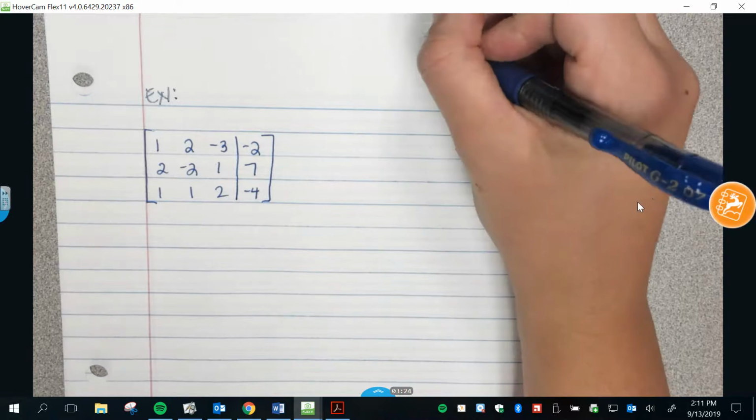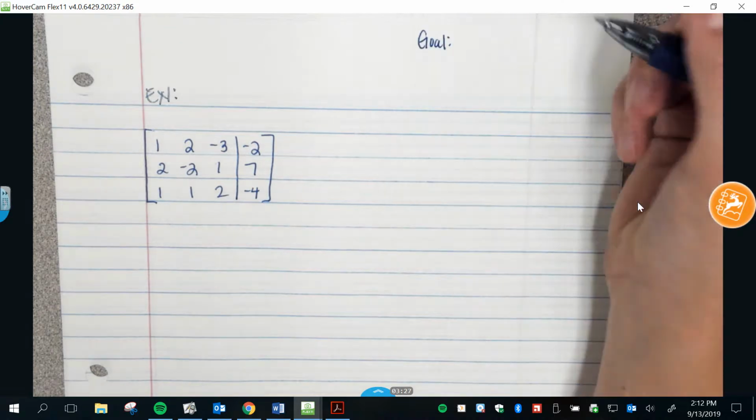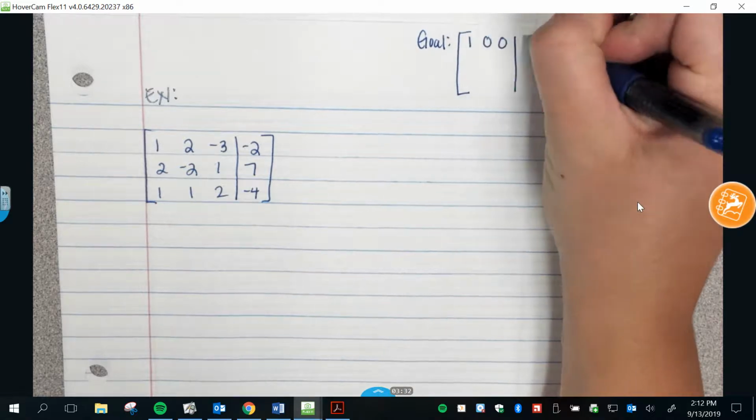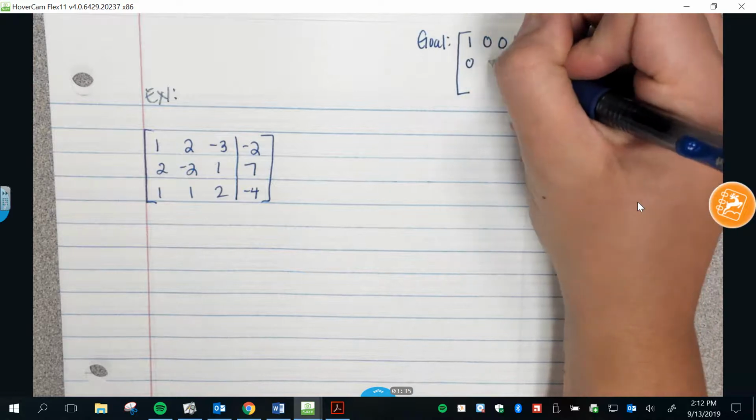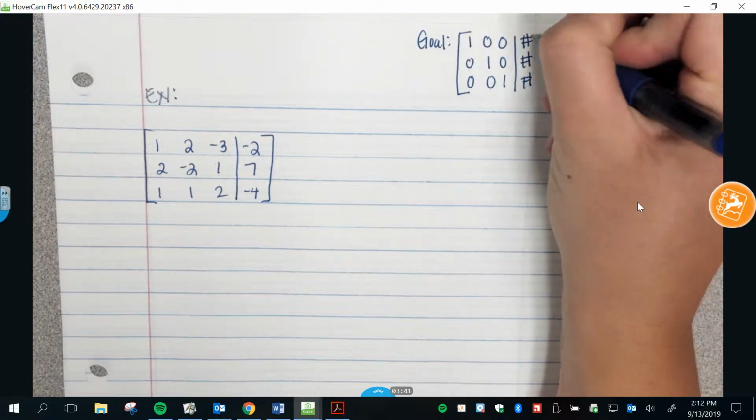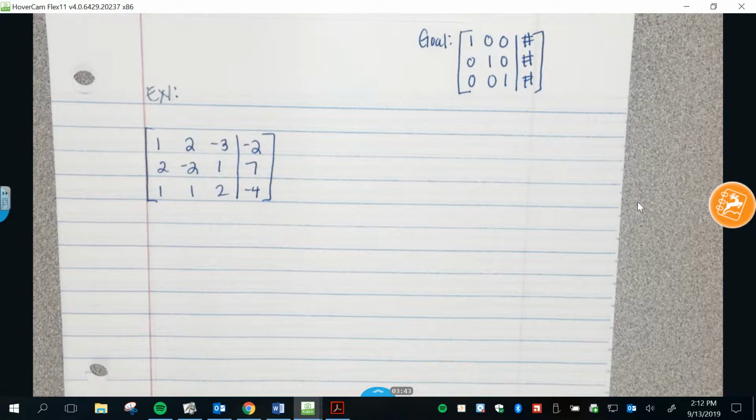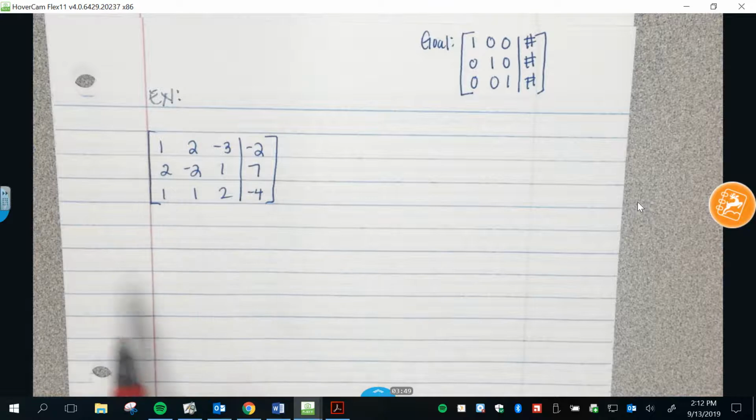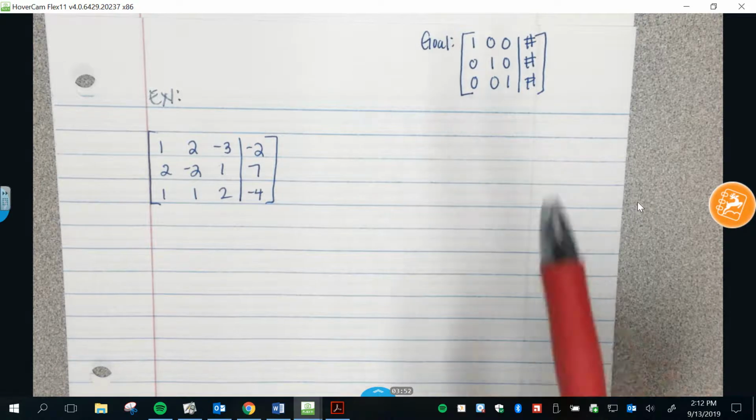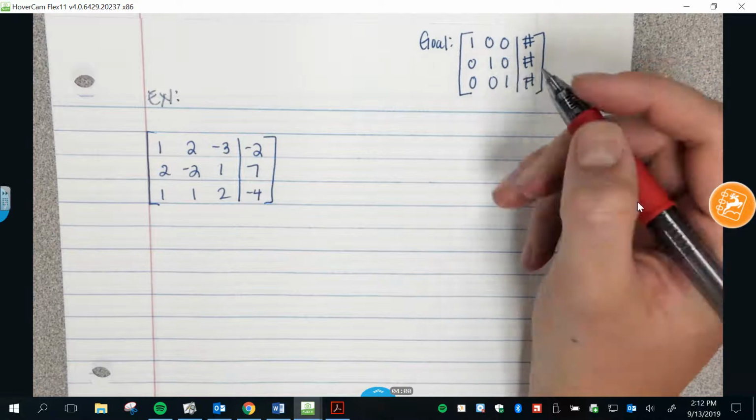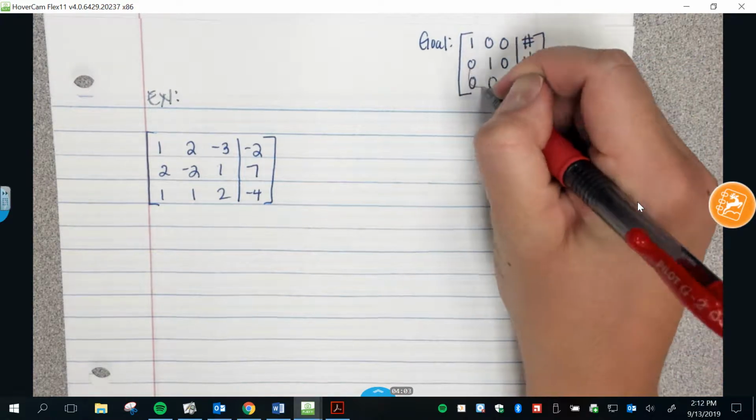So up here, I'm just going to write what our goal is. Remember, our goal is to get this matrix: 1, 0, 0, number; 0, 1, 0, number; 0, 0, 1, number. Essentially all we're going to do is attack each piece of this matrix and turn it into this. There is an order that is best to do this in, and it involves starting here, going down.